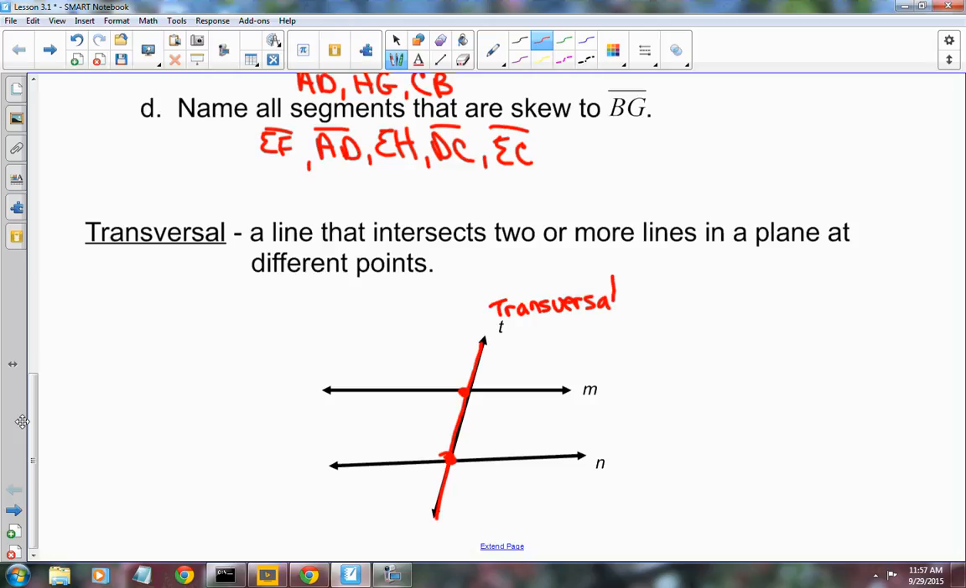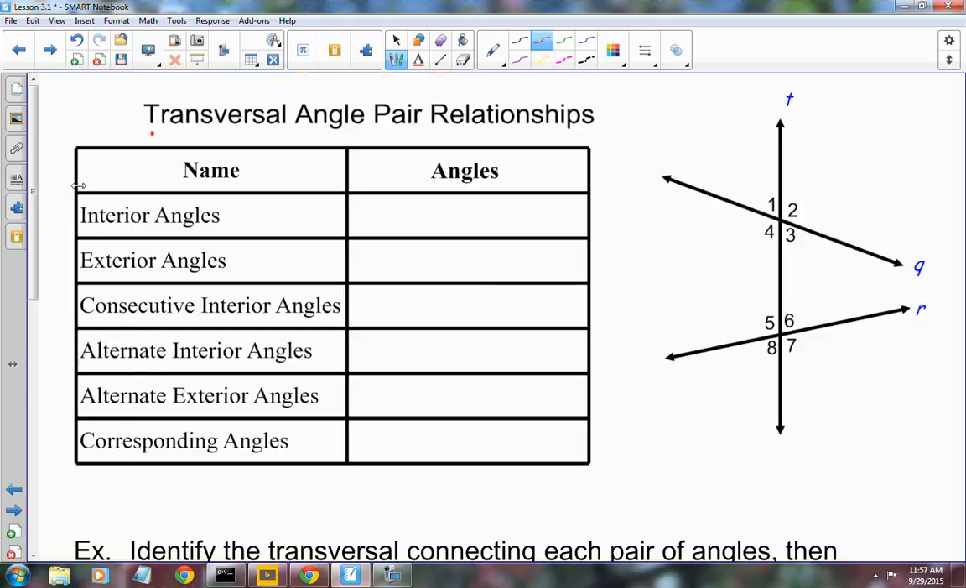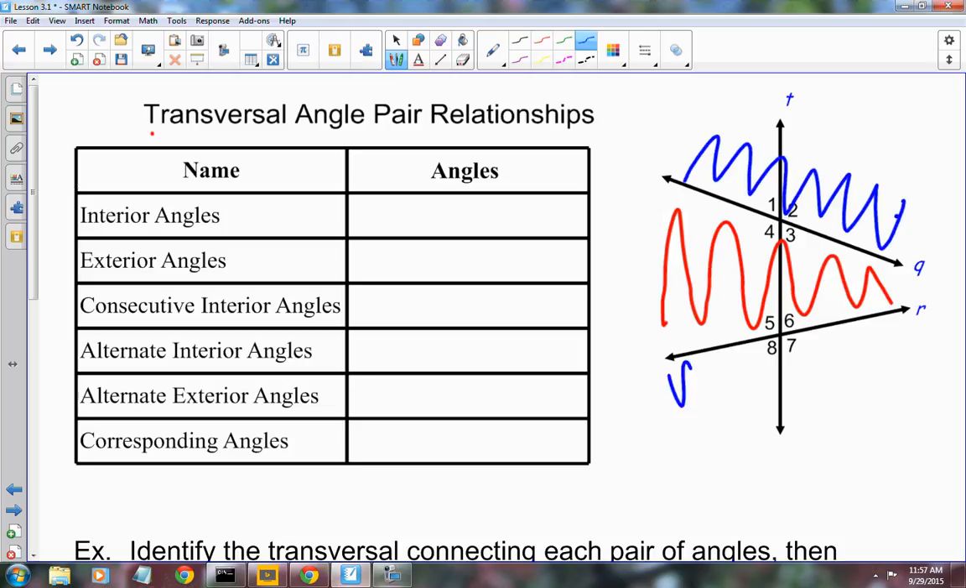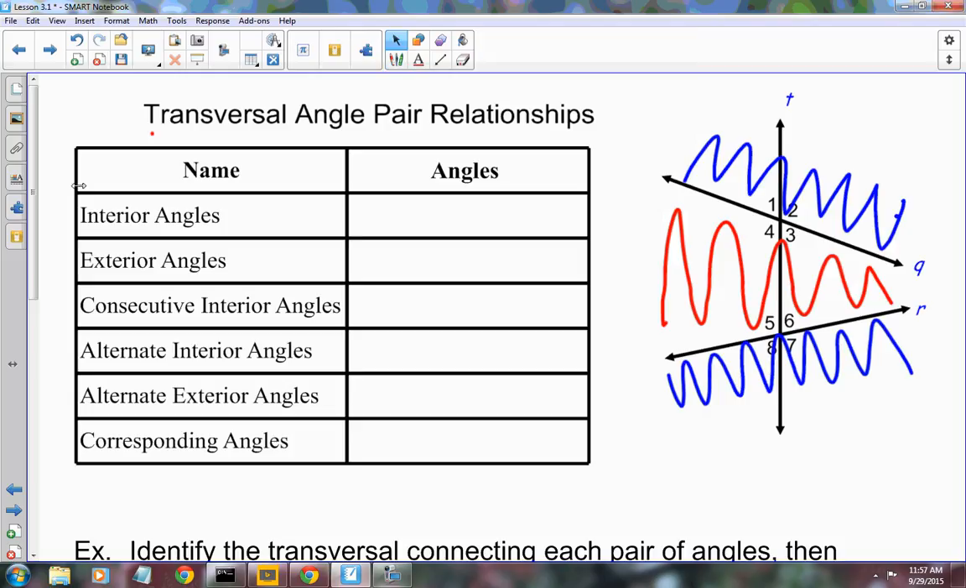Now, when you have a transversal that intersects 2 other lines, you get some special angles that are created. Okay, and so we're going to identify what these special angles are. Tomorrow, we're going to talk about what happens when your transversal intersects parallel lines, because then these special angles take on special relationships. Okay, all right. So the first thing we want to talk about are interior and exterior angles, okay? Now, your interior angles are going to be inside the 2 lines that are intersected by the transversal. So everything inside here would be interior. And then your exterior angles is what's going to be outside of the 2 lines, okay?